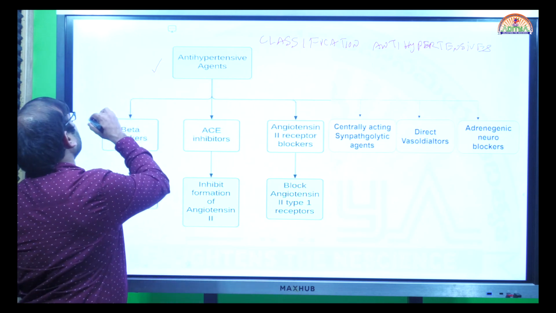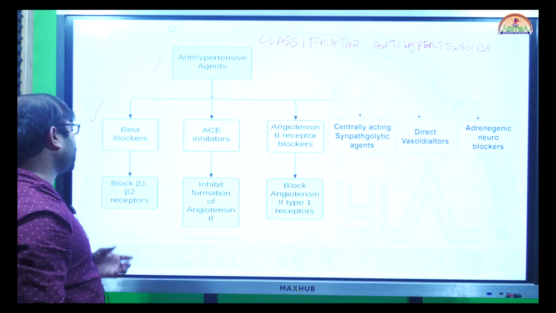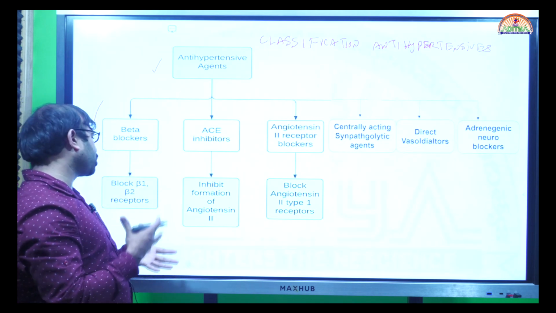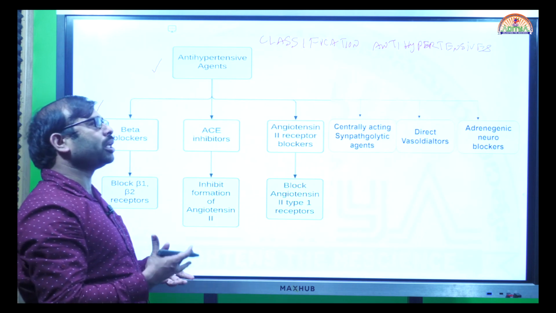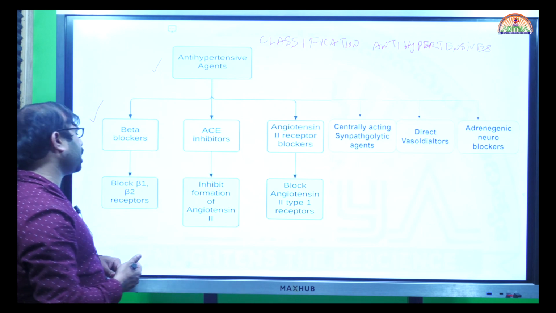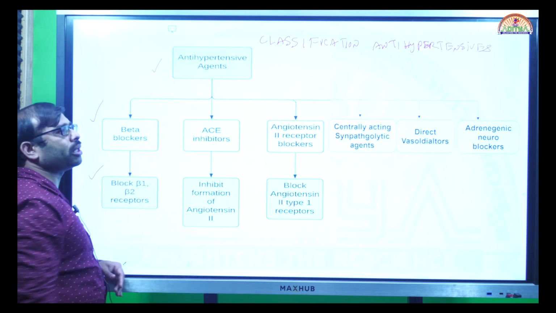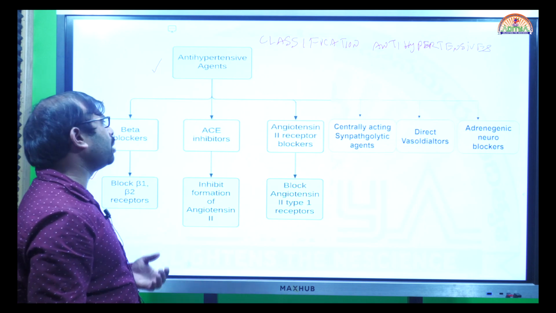First are the beta blockers. There are different types of receptors, like beta 1 and beta 2, and there are selective and non-selective beta blockers. They block the receptors beta 1 or beta 2, or both beta 1 and beta 2 combined.